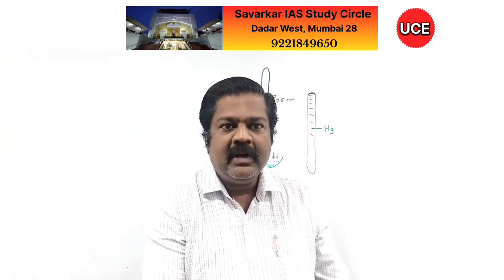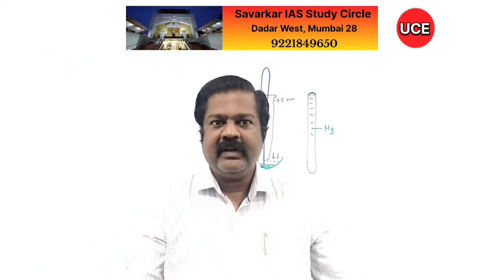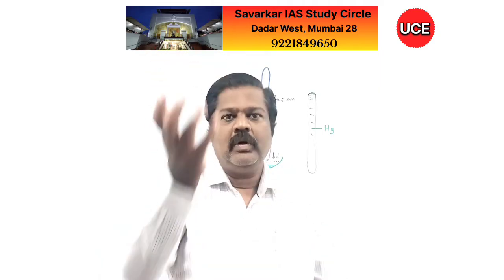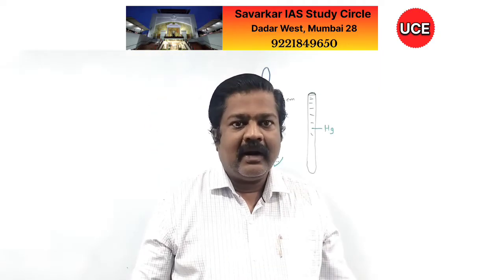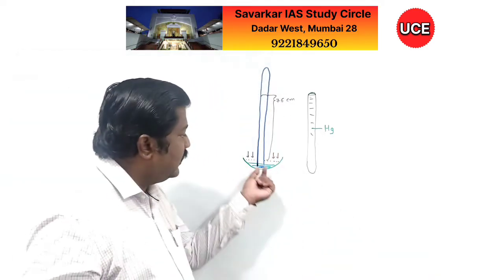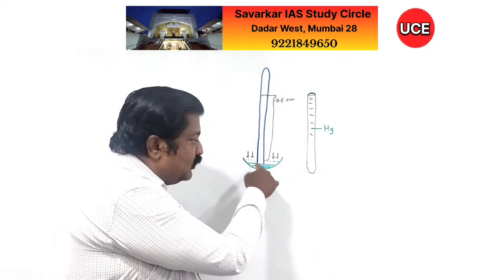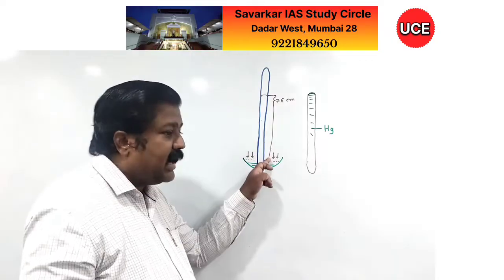Suppose I am going to a higher altitude. Sea level is there. Apart from sea level, I will go to a higher altitude. Then the atmospheric pressure will start decreasing. As a result, if this pressure is decreased, then downward movement is possible. And this way, the mercury level will start falling down.